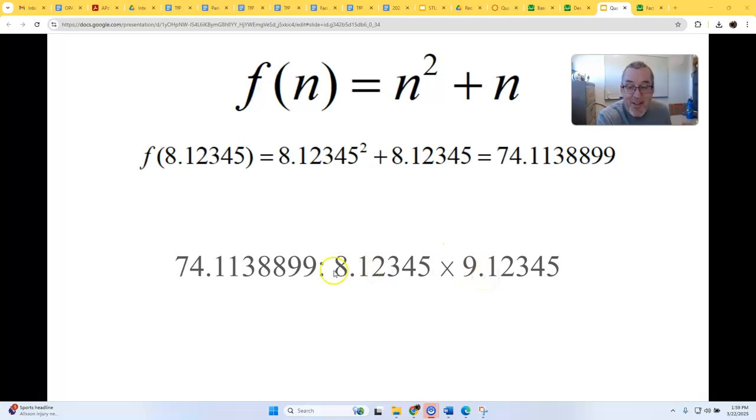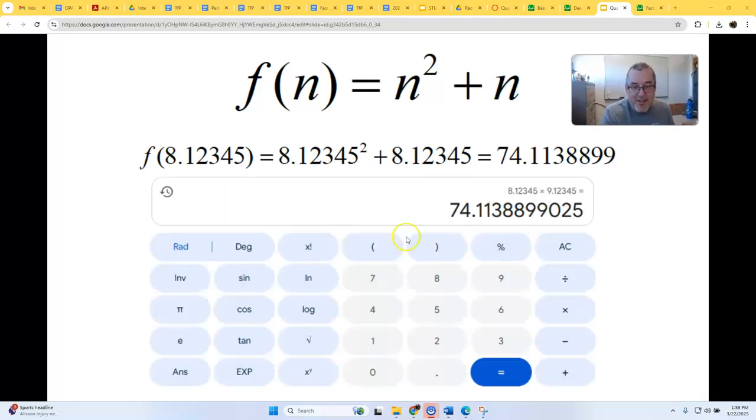Did you see that pattern? The n that I started with, 8.12345, plus one more would be 9.12345. If you multiply those two numbers together, you will get 74.11388899. At least round it off a little bit here because we're doing some rounding. Take a look. I just threw it into the Google calculator. So if I multiply that original n times one more than n, like you saw, we do indeed get 74.11388899 and some more, because we're doing some rounding here.